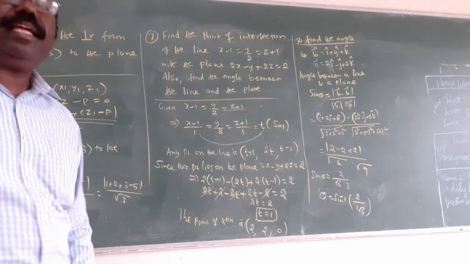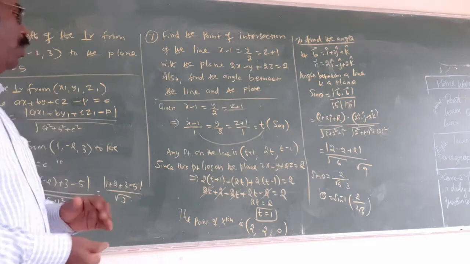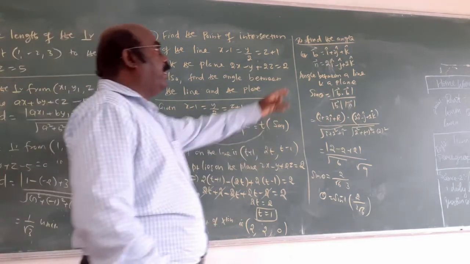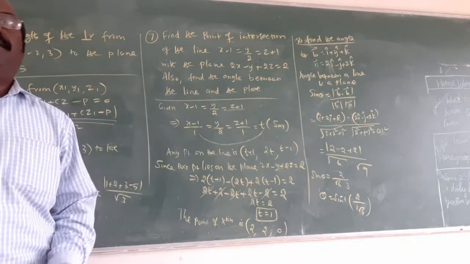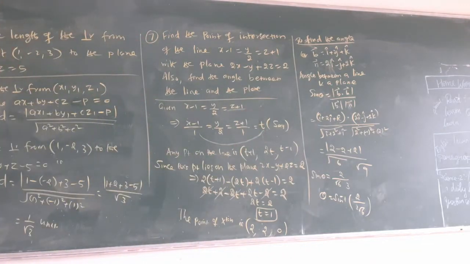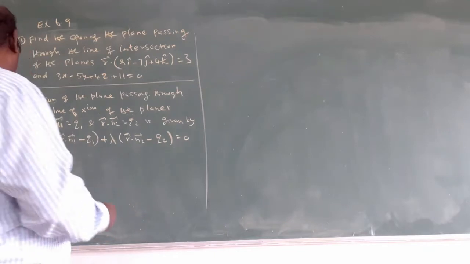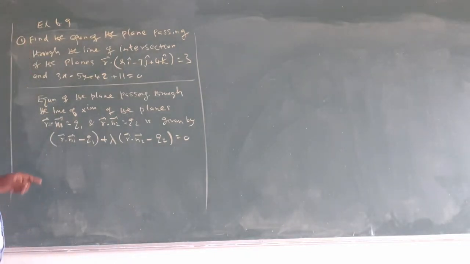Read the question clearly. We have two solutions. One is the angle between a line and a plane, and the other is the angle between a plane and a plane. That's all. Now the next question, the first question.